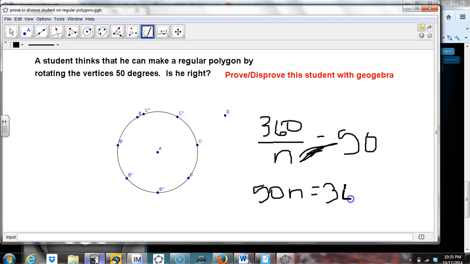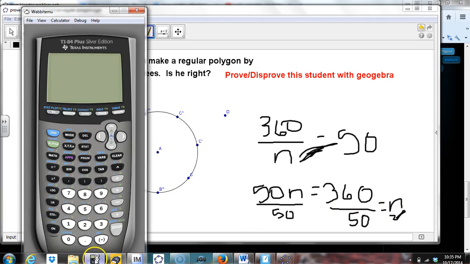And if we think about it that way, then I can divide both sides by 50 now, and that would tell us the number of sides. So this equals n, right? If we take 360 divided by 50, that would tell us the number of sides. And if it's a whole number, then this would be a regular polygon, right? Because n would have to be a whole number of sides.